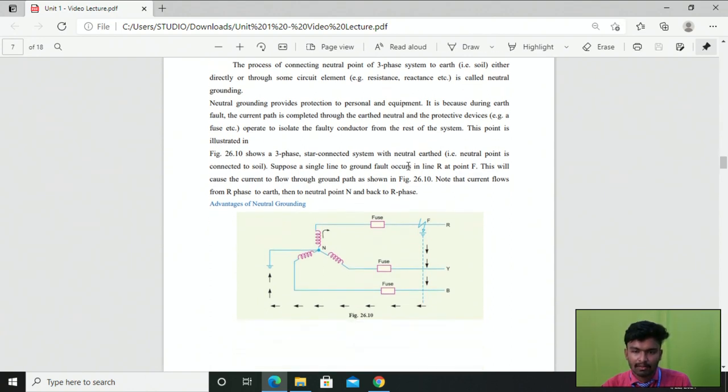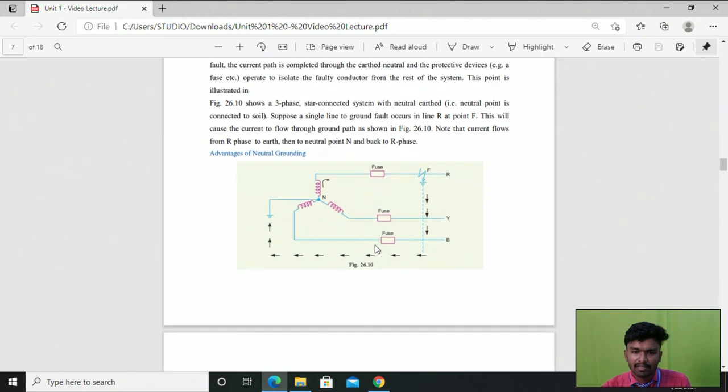So neutral grounding provides protection to the personnel as well as the equipment. It is because during an earth fault the current path is completely through the earth and neutral, and the protective devices, for example fuses, operate to isolate the faulty conductor from the rest of the system. This point is illustrated in this diagram.